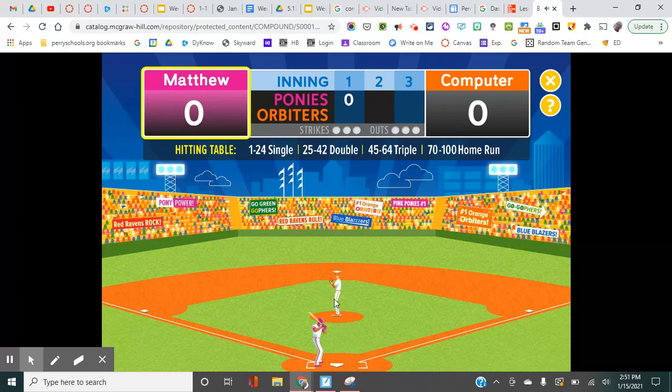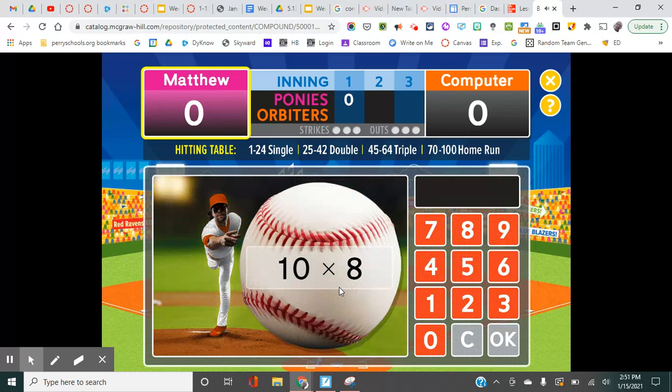To get a pair of numbers, it said click the pitcher. The pitcher is the guy throwing the ball. Multiply the 2 numbers, then enter your answer on the keypad. All right, I know 10 times 8 is 80. This table will show you what kind of hit you got. All right. Let's play ball.